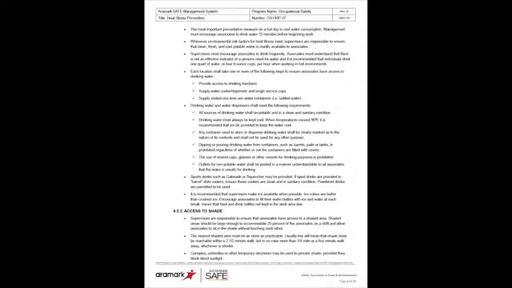Dipping or pouring drinking water from containers such as barrels, pails, or tanks is prohibited regardless of whether or not the containers are fitted with covers. The use of shared cups, glasses, or other vessels for drinking purposes is prohibited. Outlets for non-potable water shall be posted in a manner understandable to all associates that the water is unsafe for drinking. Sports drinks such as Gatorade or Squencher may be provided.